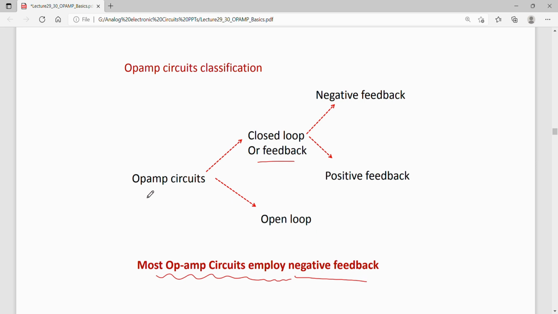So let us classify again the op-amp circuit. If I have an op-amp circuit, it can be either closed loop or open loop. We never use op-amp in open loop, always in closed loop. And if it is closed loop, or with feedback, then there could be a negative feedback, and also a positive feedback. Most op-amp circuits employ negative feedback.